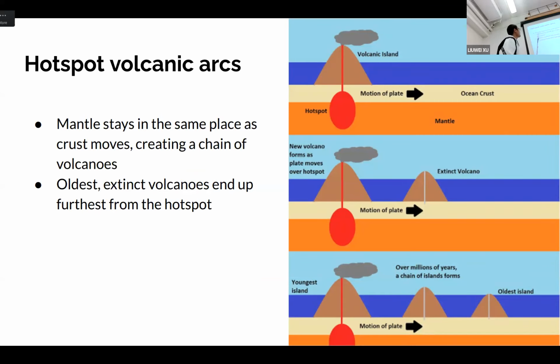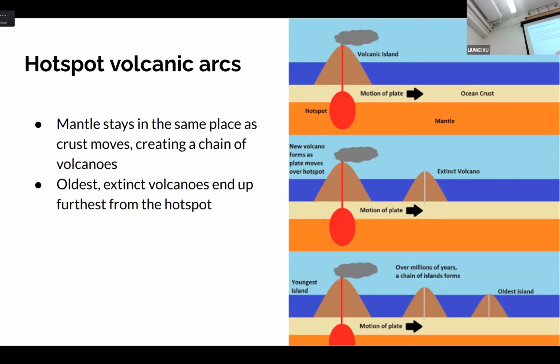For the hotspot volcanic chain, the reason is that we have a fixed hotspot. The location of the hotspot is fixed, and the material inside is very hot, so the melted material goes up and forms the volcano. In the meantime, the plate is moving. In this figure, the plate is moving rightward.